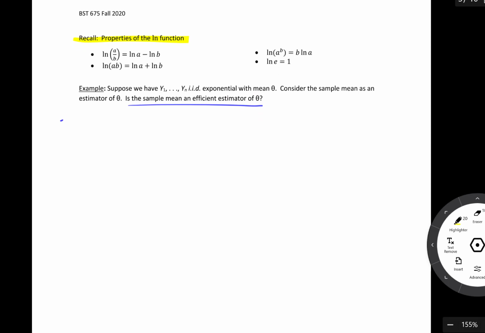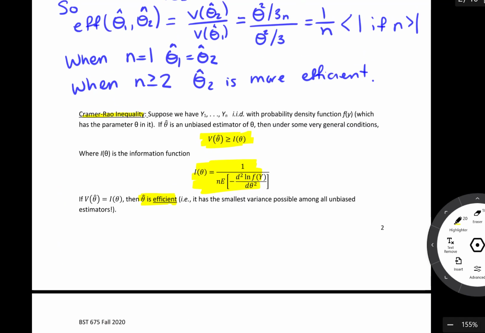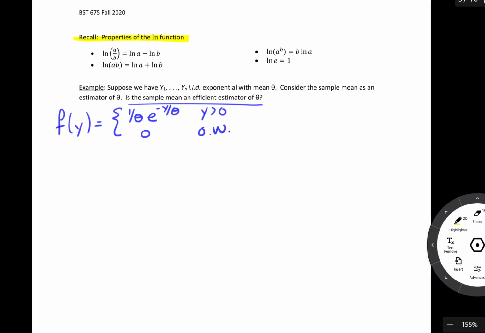Alright, so first of all, let's recall if we have an exponential random variable, then we have the following. So the first thing I'm going to do, if we go up and look at the Cramer-Rao lower bound, notice that one of the things I'm going to need is the ln of f of y. So that's the first thing that I'm going to find.